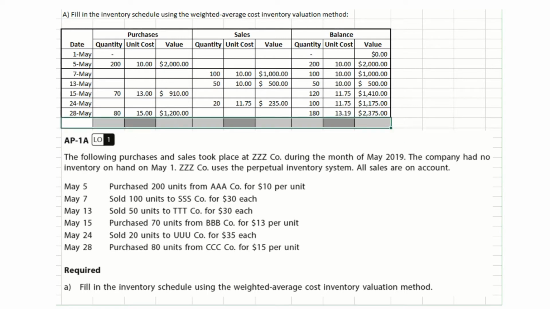The last thing to do is to determine some of your totals. As of May 31st, we have total purchases of 350 units. Total value of our purchases is $4,110. Total number of sales, 170. The cost of those sales, this is your cost of goods sold for this month, is $1,735. And our closing balance in inventory is 180 units for $2,375.